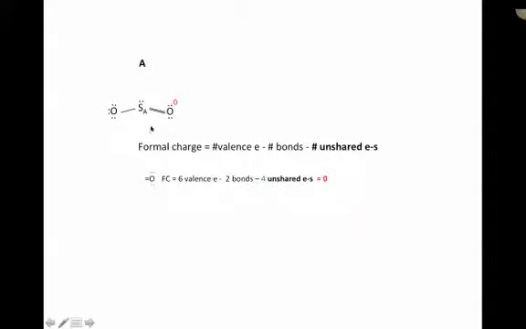You may have remembered this from the last example with sulfuric acid. And so let's keep going. Let's look at the formal charge for this oxygen. It's -1 because I have 6 valence electrons, -1 bond, minus 6 unshared electrons.